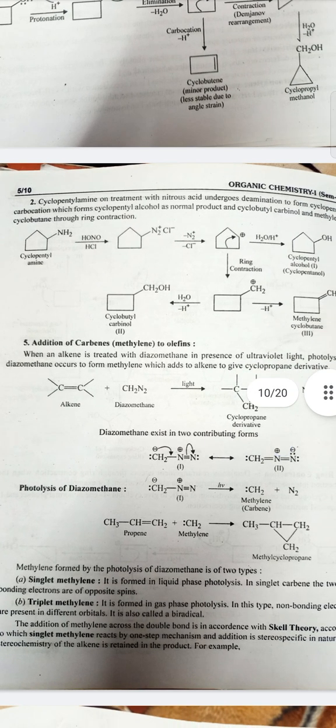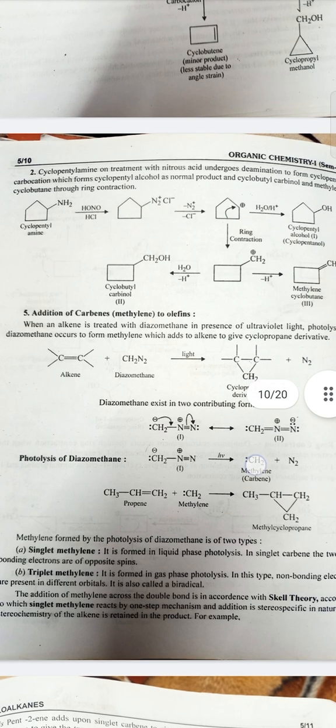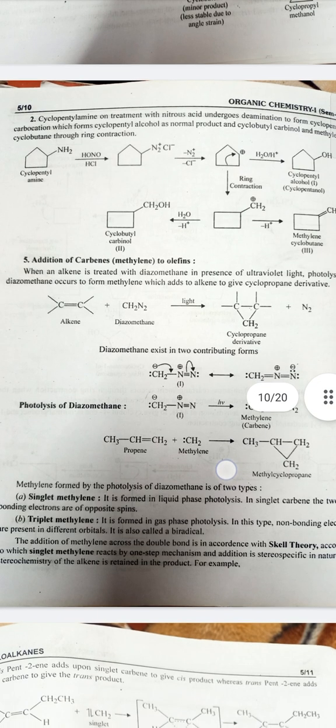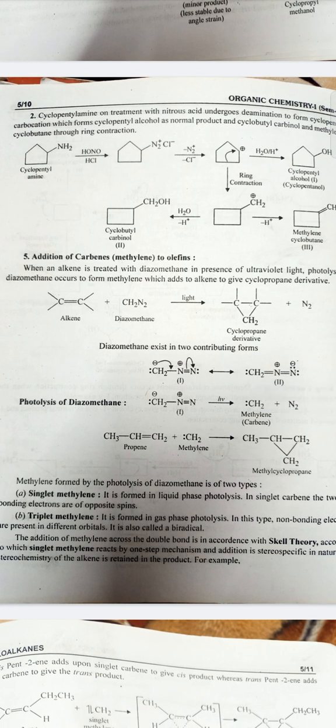Number 5. Addition of carbenes, methylene, to olefins. When an alkene is treated with diazomethane in presence of ultraviolet light, photolysis of diazomethane occurs to form methylene, which adds to alkene to give cyclopropane derivative. Diazomethane exists in contributing forms. Photolysis of diazomethane.